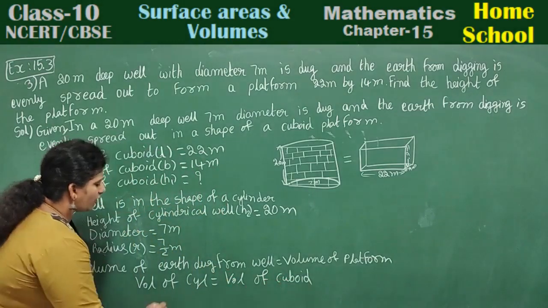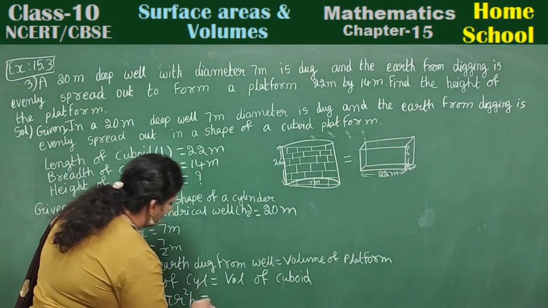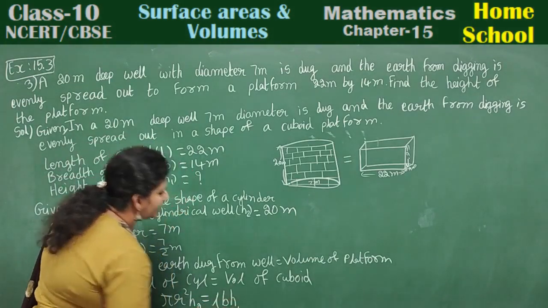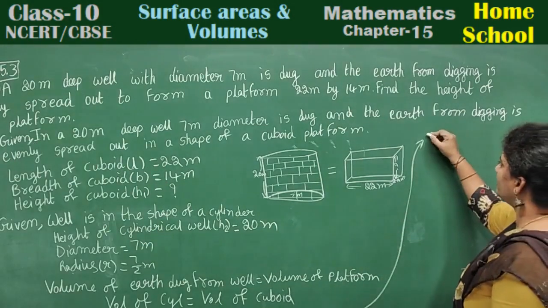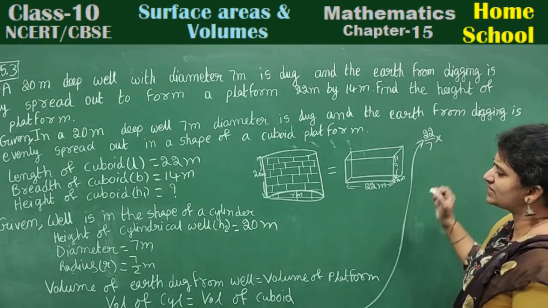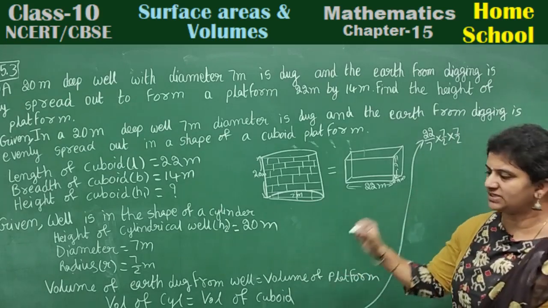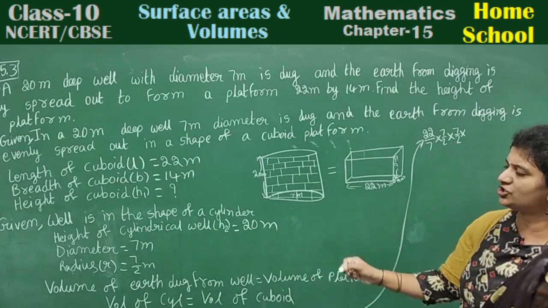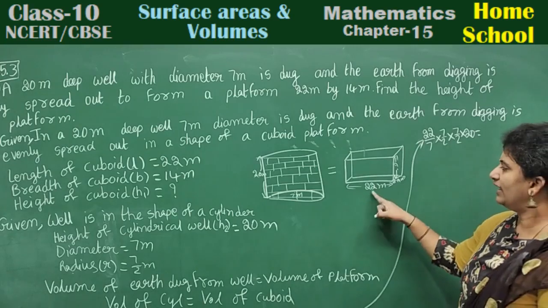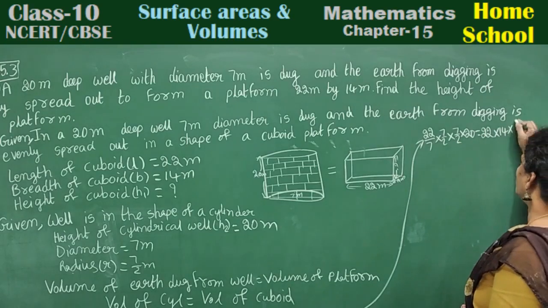What are the formulas? Volume of cylinder: pi r square h. Height H2, no? Pi r square H2 is equal to volume of cuboid, length into breadth into height, it is H1. Let's continue the problem here. Pi value is 22/7. R value, what is the radius of the cylinder? 7/2. R square, no? 7/2 into 7/2 into H2 20 is equal to LBH, length, breadth, height. Length is 22, breadth is 14. We don't know the height.